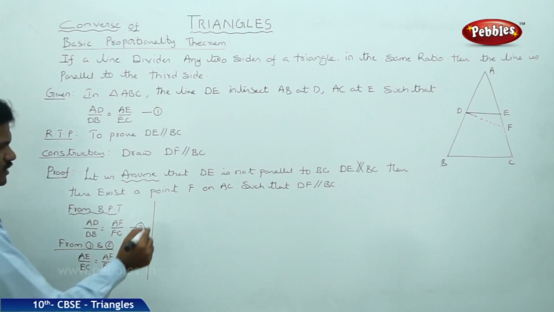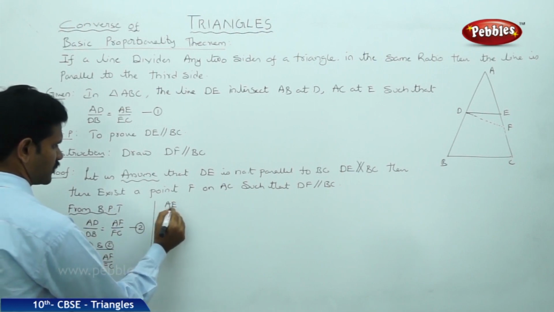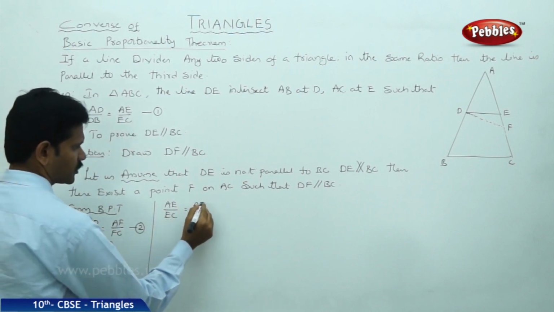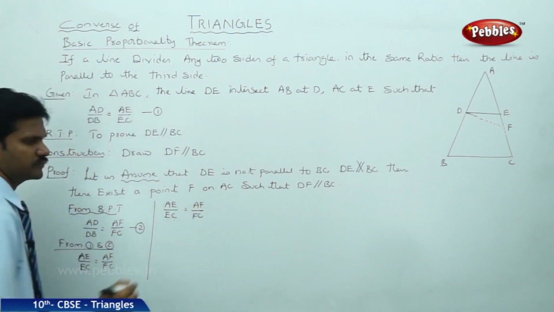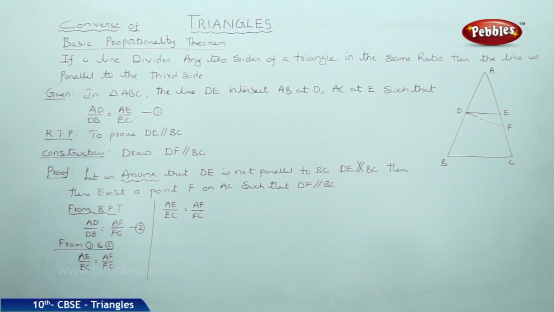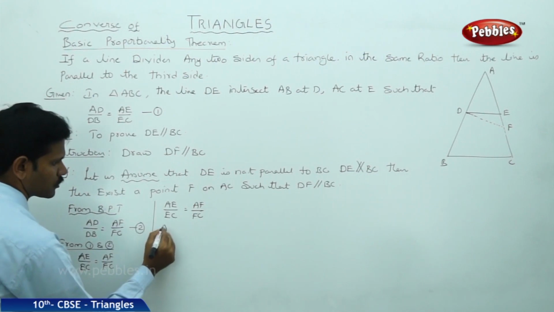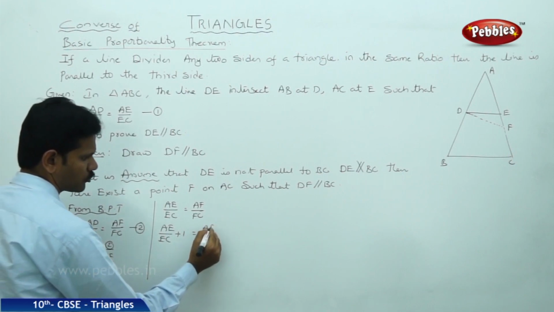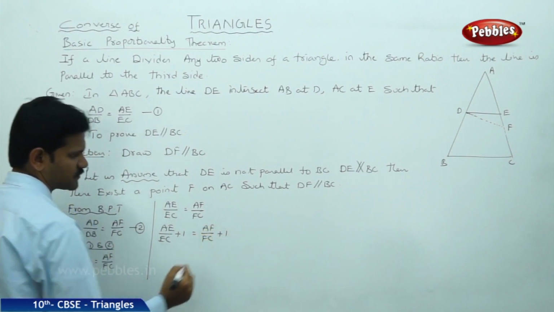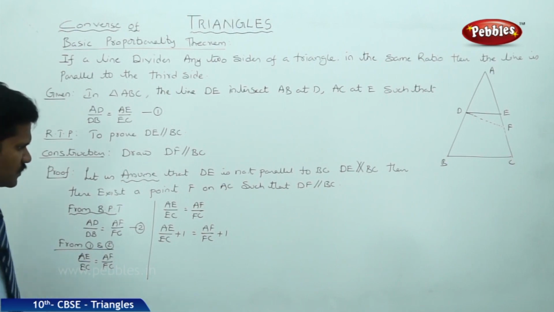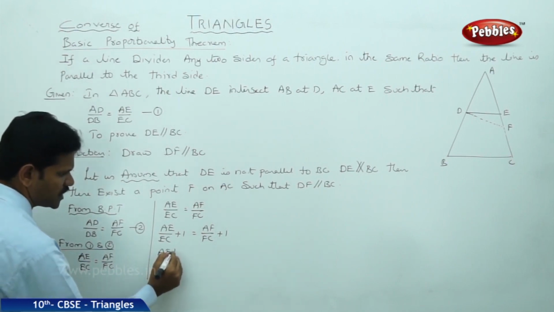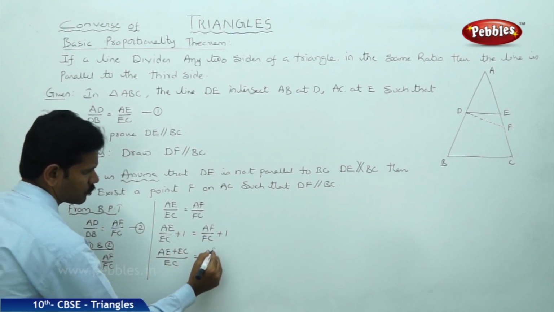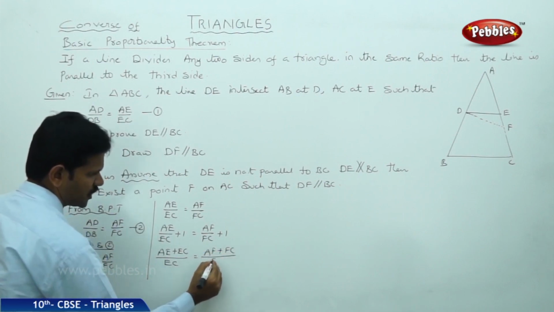Now let us see, AE by EC is equal to AF by FC. Now adding 1 on both sides, AE by EC plus 1 is equal to AF by FC plus 1. That is, AE plus EC by EC is equal to AF plus FC by FC.